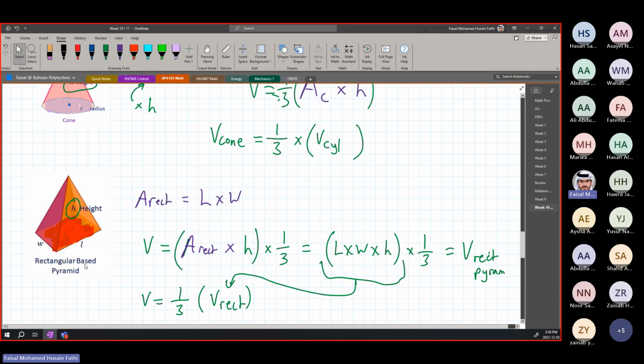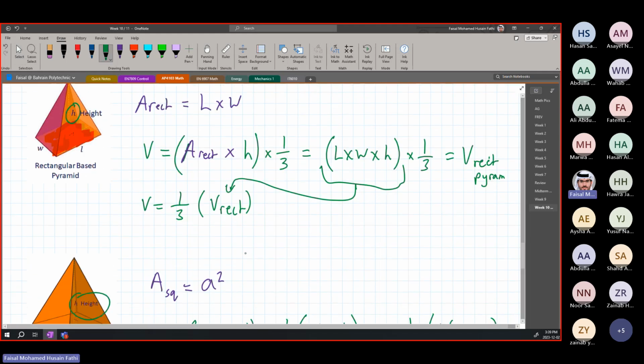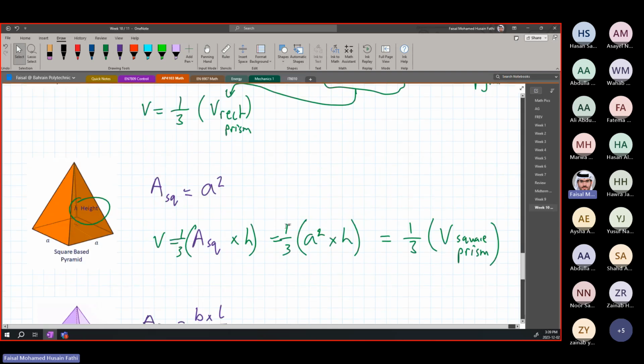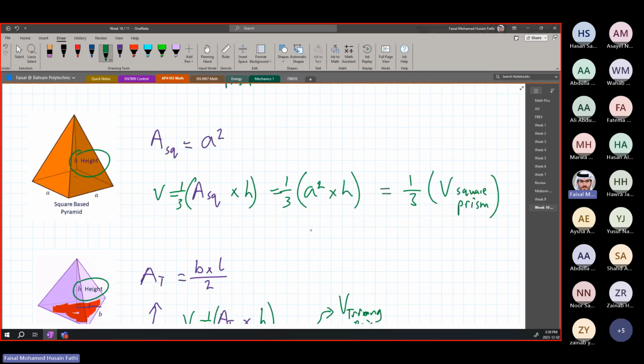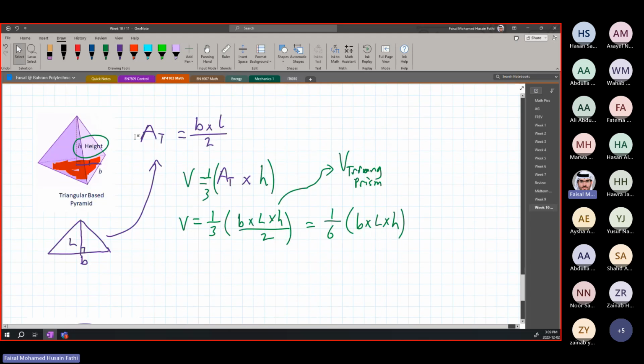For a rectangular based pyramid, it's the same as a rectangular prism, but you have to multiply it by 1/3. This is the rectangular prism, but you have to multiply it by 1/3. Same thing here. It's a square prism, but you multiply it by 1/3. Same thing with the triangle. It's a triangular prism, but you have to multiply it by 1/3.